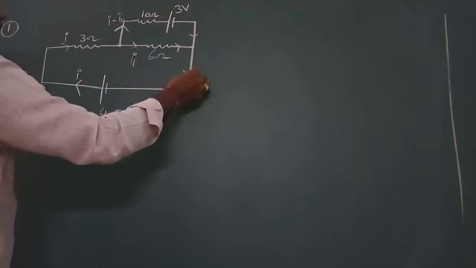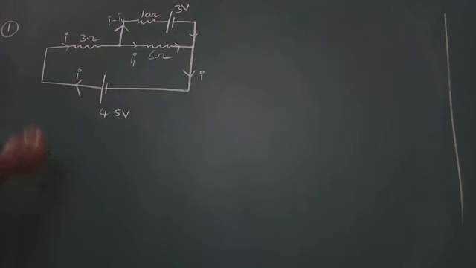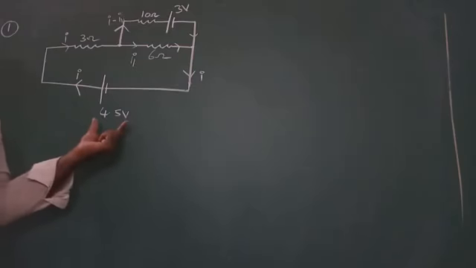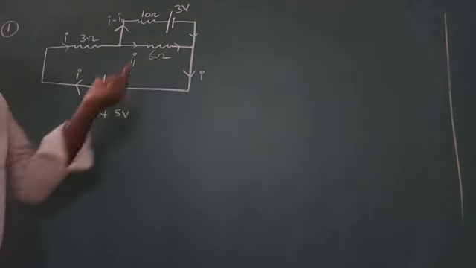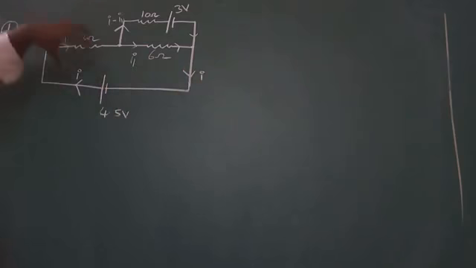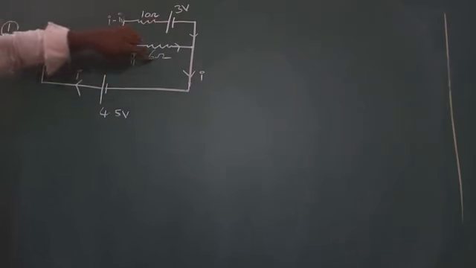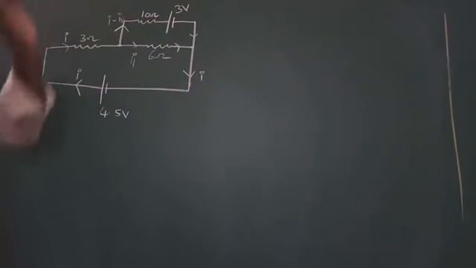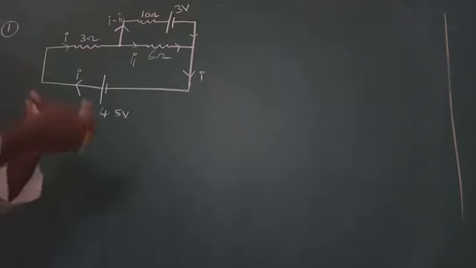Again, the current entering the negative terminal of the 4.5 volts battery is I. So our assumption is correct. The currents through all the resistors are like this: I flows through the 3 ohms, I1 through the 6 ohms, and I minus I1 through the 10 ohms.